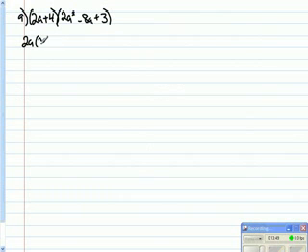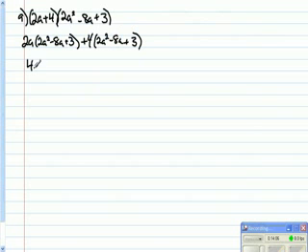Number 9. We have 2a plus 4 times 2a squared minus 8a plus 3. Again, split this, so I have 2a times 2a squared minus 8a plus 3, plus 4 times 2a squared minus 8a plus 3.